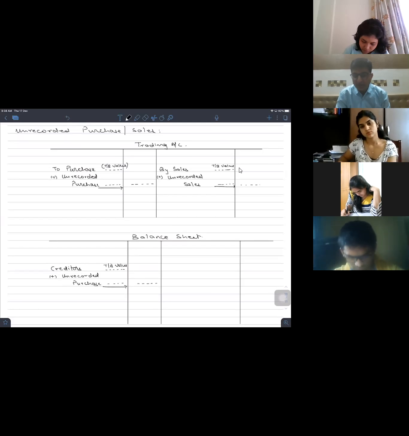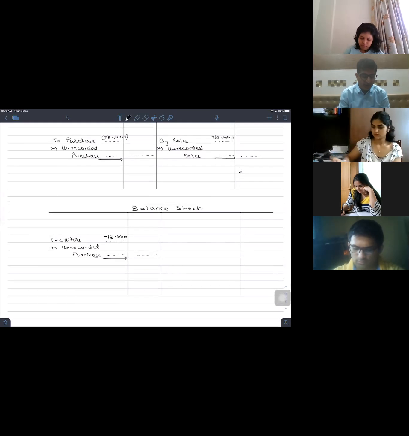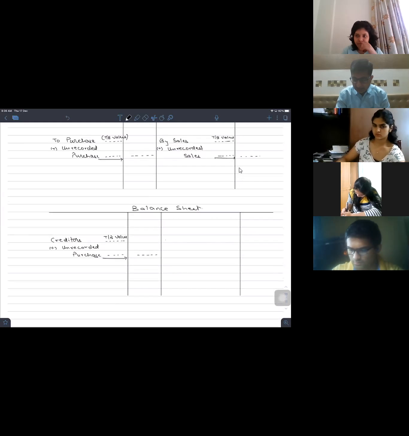And the balancing figure will go into the outer amount column. And at the same time, this will adjust my debtors as well, or not? जैसे अनरिकॉर्डेड परचेसेस से आपके क्रेडिटर्स अफेक्ट हो रहे थे, उसी तरह से अनरिकॉर्डेड सेल्स से आपके डेटर्स अफेक्ट होते हैं. So we'll go on to the credit side as debtors.